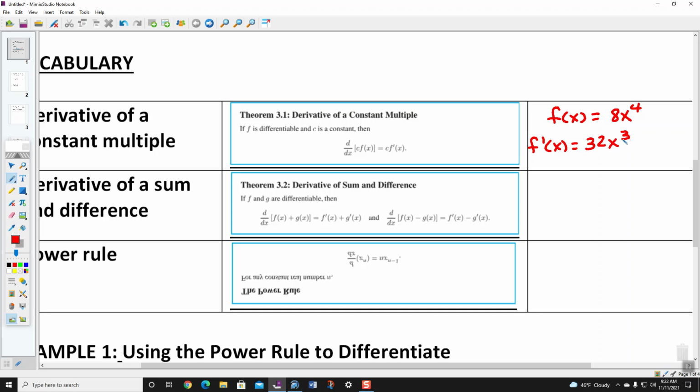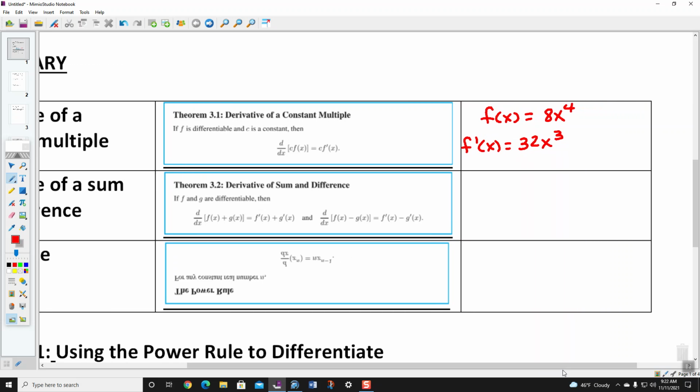Now another way to think about this constant multiple is this. That constant multiple could be moved out front. So the derivative could have been 8 times the derivative of x to the fourth. What would the derivative of x to the fourth be? Pretend the 8's not here. 4x to the third. I could have done 8 times 4x to the third. This is still going to equal what at the end, kids? 32x to the third.